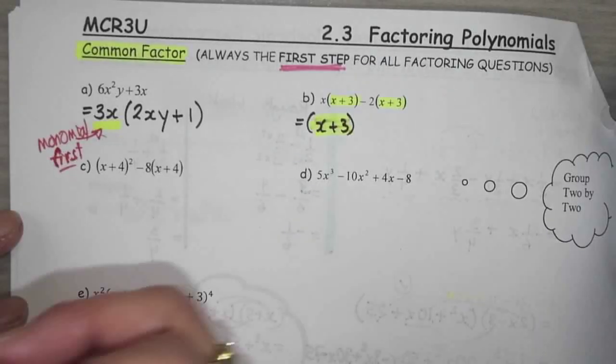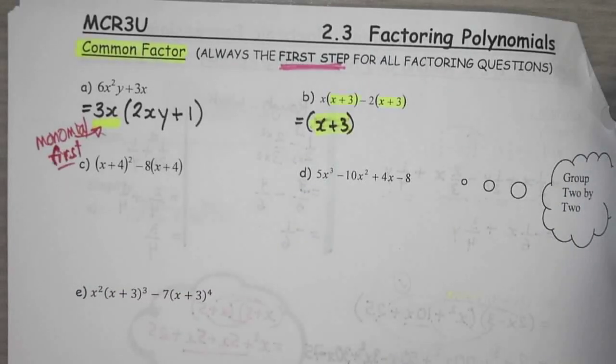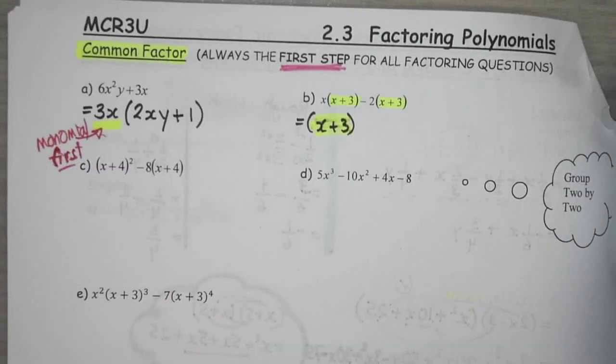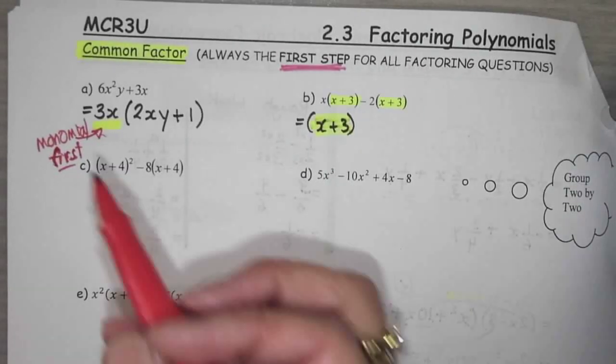Right, we always put monomials in front. We always clean them up and put them in front. Okay, not after typically, and not in the middle. Like if we have a bunch of factors, we don't put it in the middle. We go monomial first. The shorter ones first.